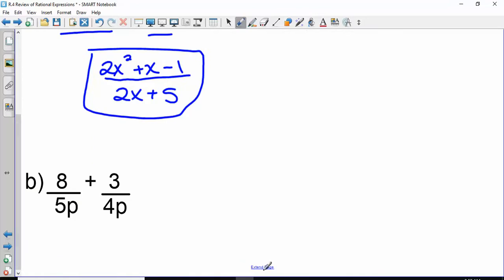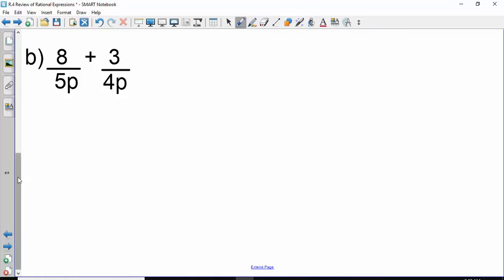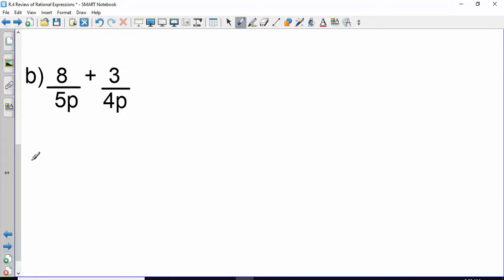Let's look at this one. 8 over 5p plus 3 over 4p. Okay, so we don't have a common denominator here. We need a common denominator.